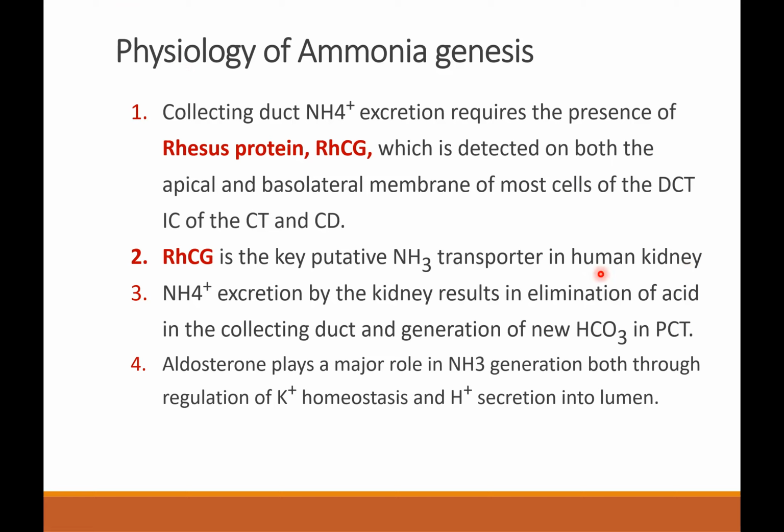Okay, the rhesus protein RhCG is required for the ammonia to be pushed into the lumen. RhCG is present both on the apical side and on the basolateral side. On the basolateral side, it allows ammonia in and out, from the interstitium into the cell and from the blood into the cell, and at the apical part it allows the ammonia to get into the lumen and thereby into the urine. RhCG is the key putative NH3 transporter in the human kidney. Remember, this is a very important transporter for ammonia.